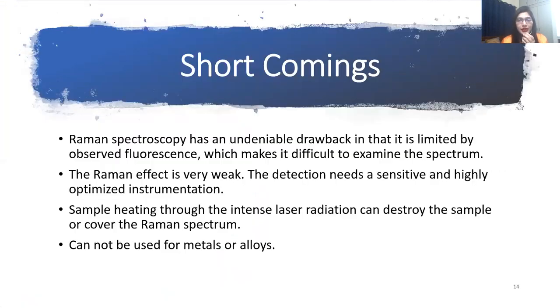There are some shortcomings in this technology. Raman spectroscopy has an undeniable drawback in that it is limited by fluorescence, which makes it difficult to examine the spectrum. The Raman effect is very weak. The detection needs sensitive and highly optimized instrumentation. Sample heating through the intense laser radiation can destroy the sample or cover the Raman spectrum. Raman spectroscopy cannot be used for metals or alloys.